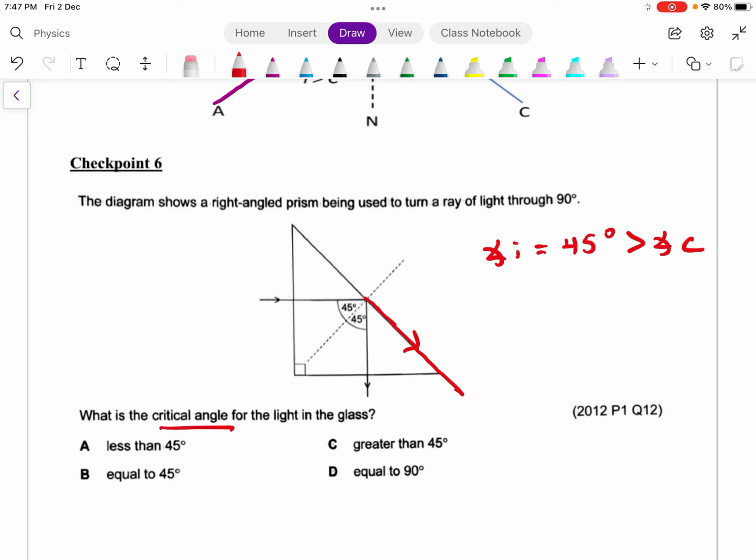So the critical angle for the light in the glass is less than 45. For example, in this context, maybe the critical angle is 43. Since my angle of incidence here is 45, and 45 is greater than 43, I will undergo total internal reflection. Another thing to take note of in checkpoint 6 is that at this particular part and this particular part, there shouldn't be any reflection because you are actually perpendicular to the surface of the prism. Just take note of these two things.